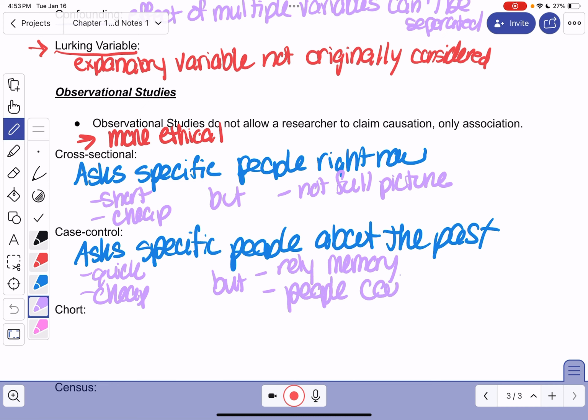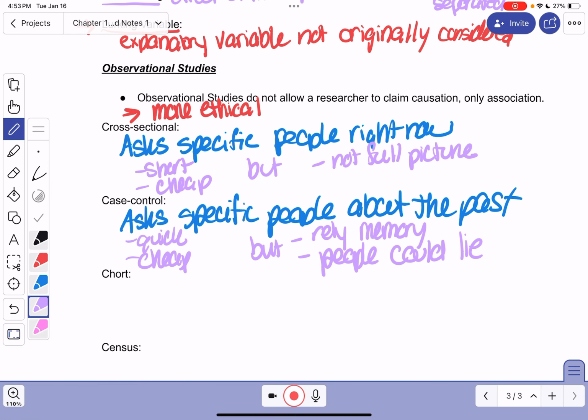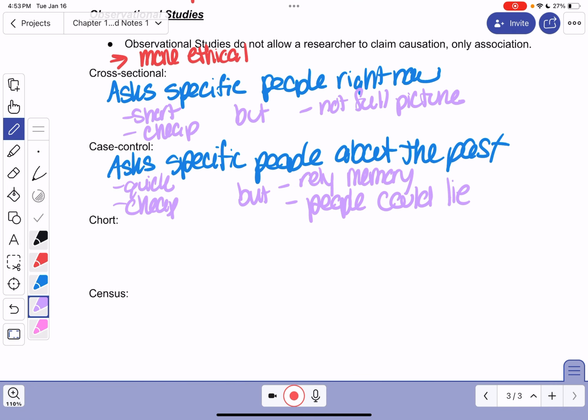If you're talking about something that we know now, people think bad thoughts about it, they might lie. They might not want to tell you 20 years ago what they were doing. So you have to take that into consideration, and that can affect your study.